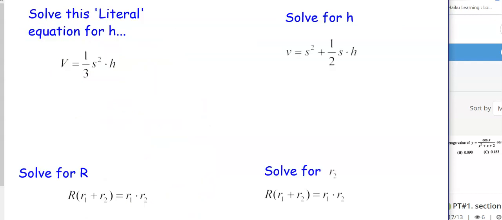Solve this literal equation for h. This is kind of a strange thing. We're trying to solve this equation for h. We're trying to get h all alone, which means all the other stuff has to get on the other side. You could do this a lot of different ways.